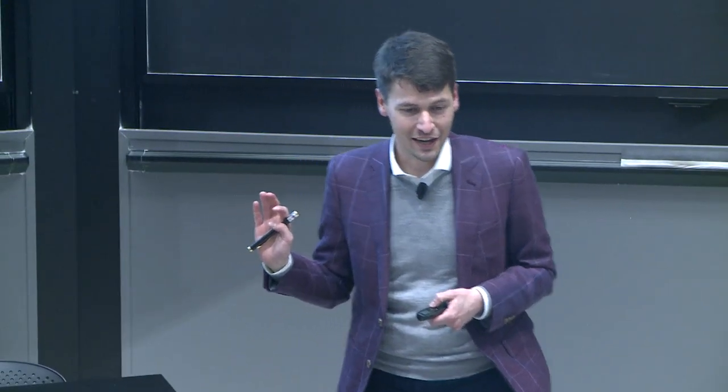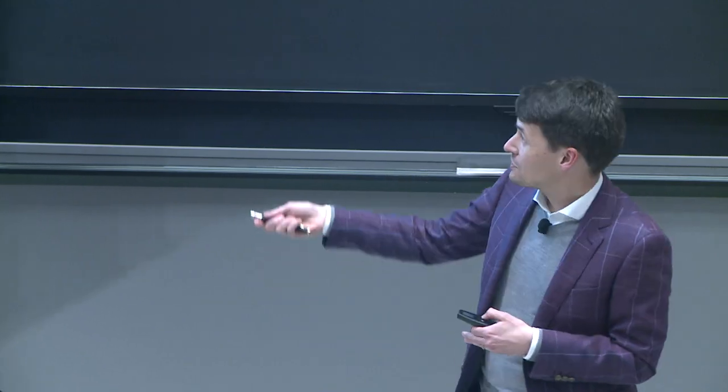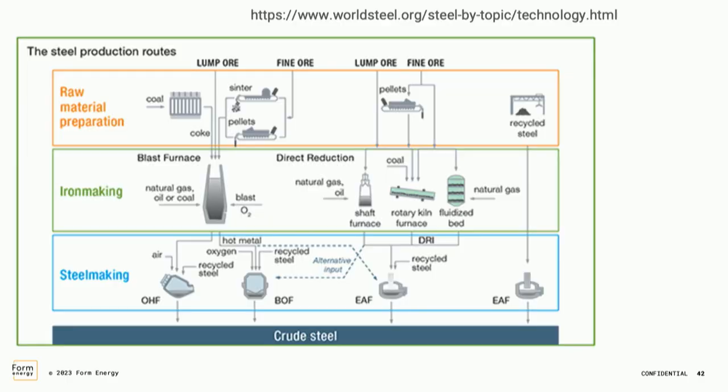And so I want to talk a little bit about, there's three basic processes that are used to make steel today. And I apologize, I lifted this picture from World Steel. It's a great resource for facts, figures, technology, information about how steelmaking works. Lots of detail in it. This is the least complicated version of the diagram of how steel gets made that I could find. And there's three basic processes.